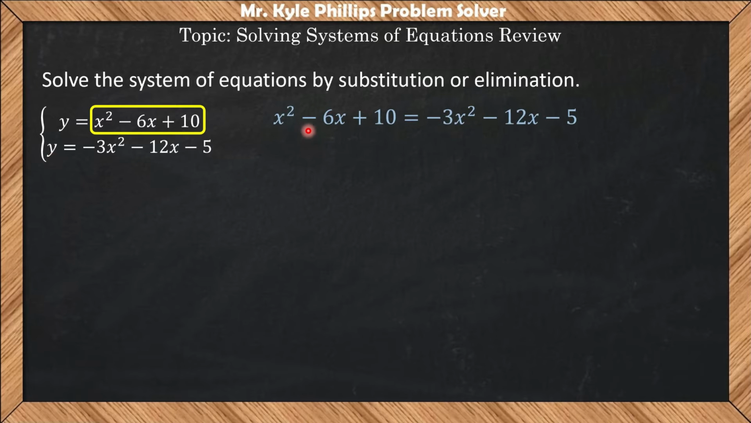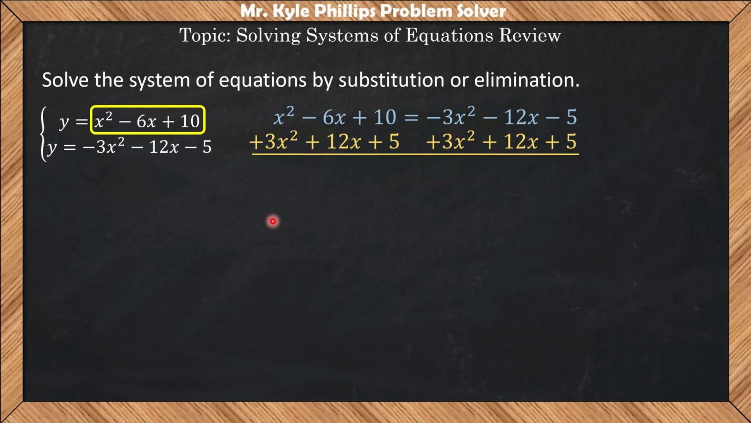So I have x squared minus 6x plus 10 equals negative 3x squared minus 12x plus 5. Now remember that you want your quadratics to be equal to 0, so since this x squared is negative, it's probably going to be a lot easier to move it to the left. That way your leading coefficient is positive. So let's add the 3x squared, the 12x, and the 5. So what we do to one side, we have to do to the other. And we'll get our new quadratic of 4x squared plus 6x plus 15.